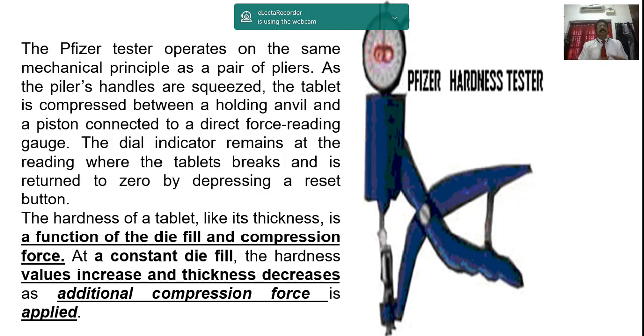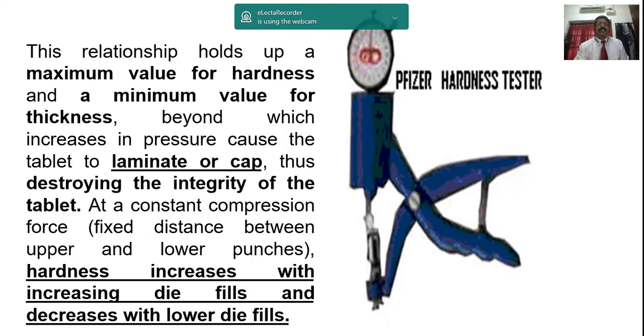It's simple logic. The student can understand. Keep some powder, press it. When you press more, it becomes harder. When you press more, it also becomes thin. So very simple to understand. When you give more pressure, thickness is reduced and hardness is increased. This relationship holds up to a maximum value of hardness and a minimum value of thickness, beyond which increase in pressure has no further effect.